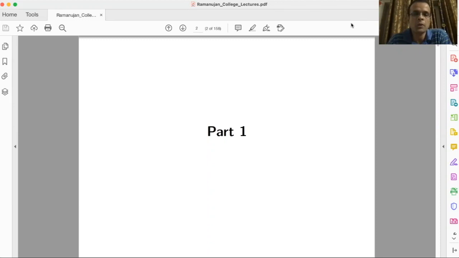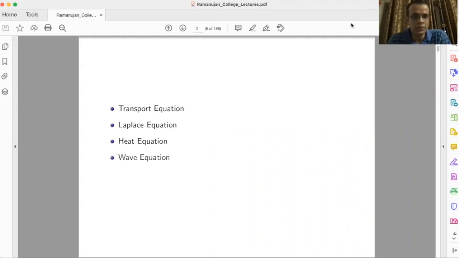And the other three are second order PDEs, the Laplace, heat, and wave equation. So the first part is going to be more about modeling aspects, how it actually comes up in certain practical applications. So first we are going to focus on the transport equation, then we go to the Laplace equation, then we go to the heat equation, and then we go to the wave equation.